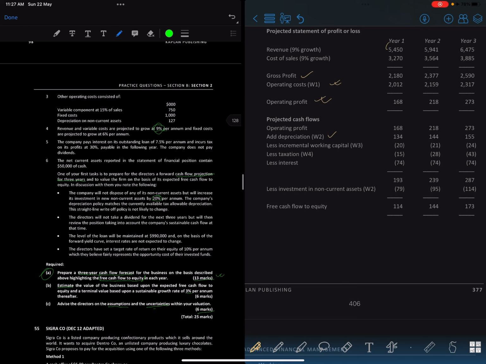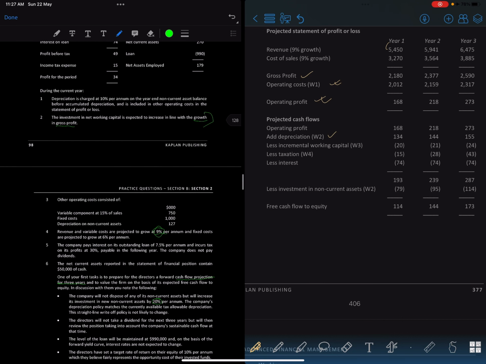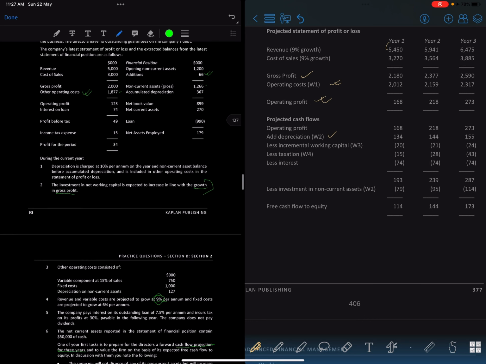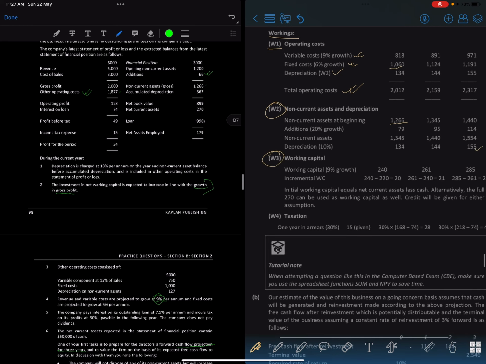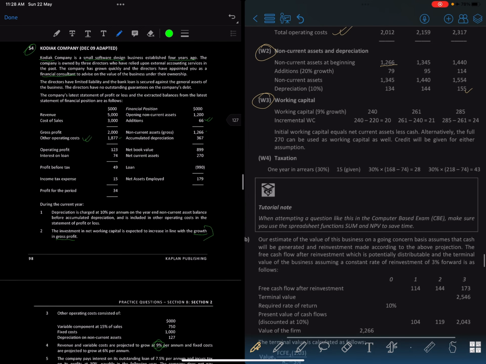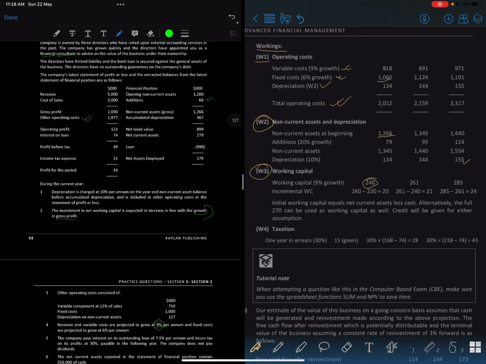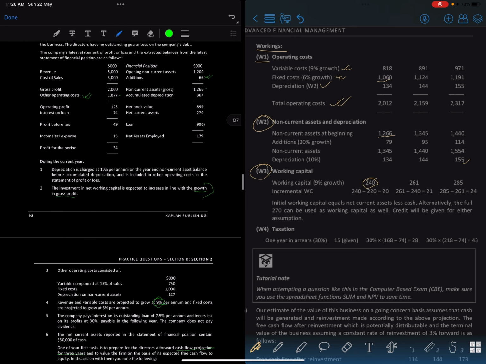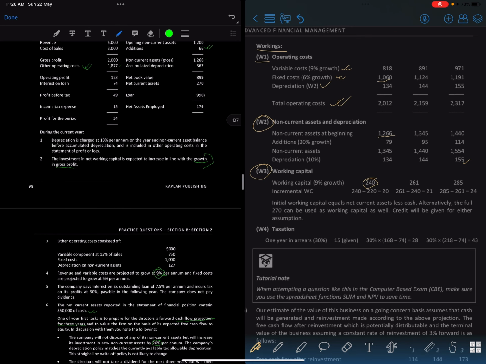Investment in net working capital is going to grow in line with gross profit. What is it right now? Working 3: working capital is basically 240. You see how they got this figure: 270 minus 50. So 270 minus 50, that's the working capital.